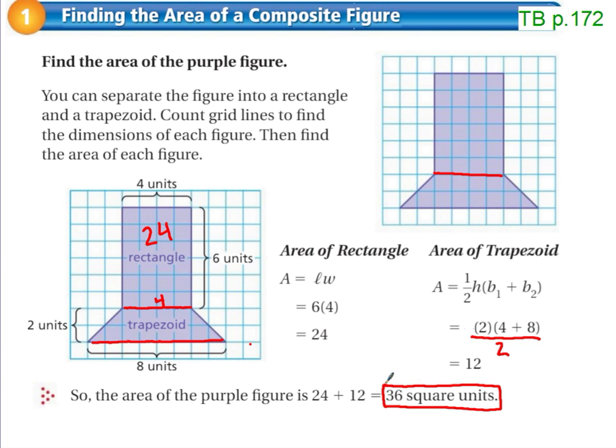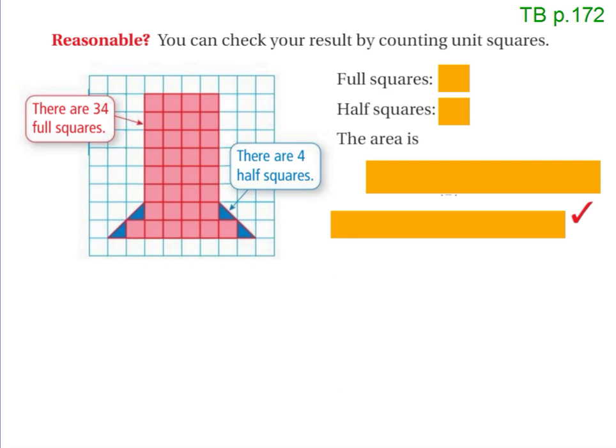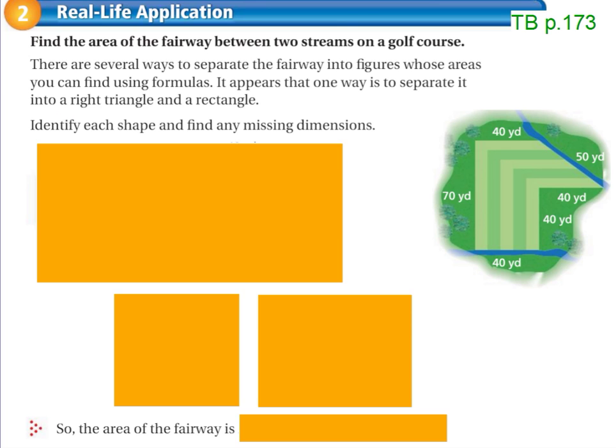Now, oftentimes in real life, we're going to have shapes that are composite figures. Take a look at this example. We have what is considered to be a fairway at a golf course. Most of the shapes that we deal with in real life aren't always perfect rectangles or squares or triangles or trapezoids or parallelograms. They're combined shapes, and we need to decompose or break them apart to find the area.